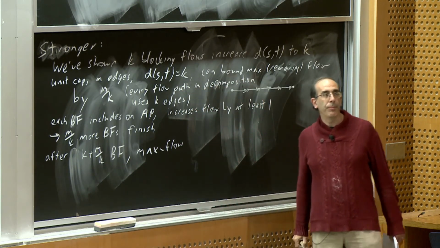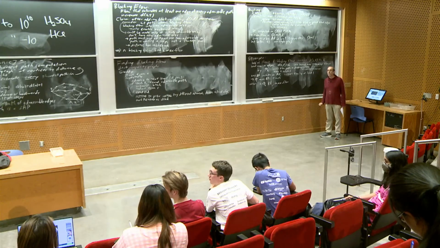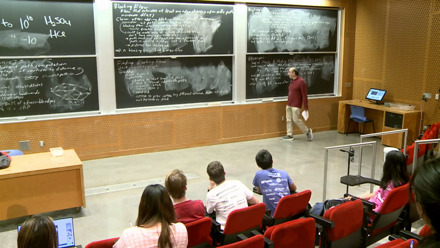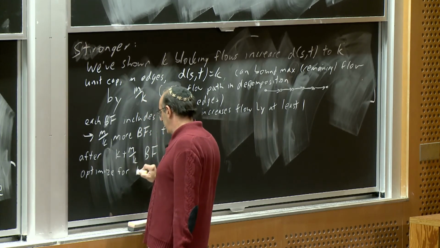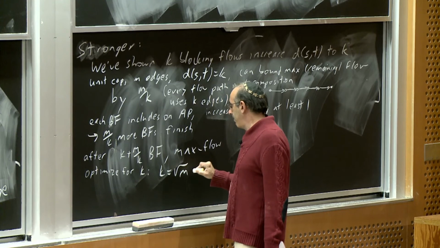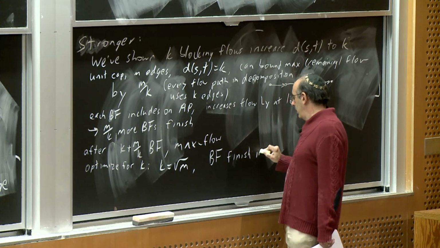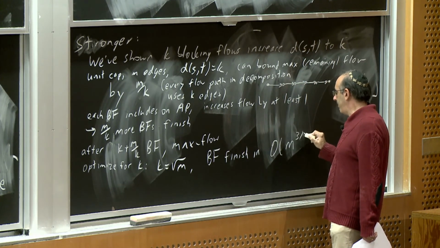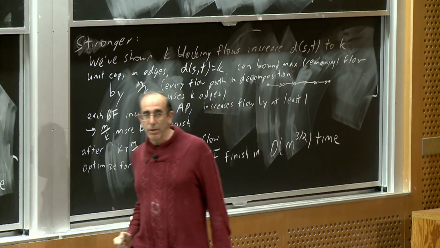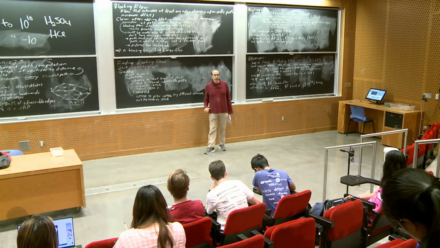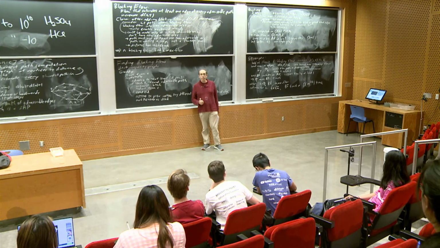So now what should I do? Yeah? Set k to square root of m. Exactly. I can optimize, I can pick k. If I set k equal to root m, this tells me that blocking flows finish in order m to the 3/2 time. Notice the algorithm doesn't need to know k. Right? The algorithm is just run blocking flows until you're done. But this is an argument that you don't actually need n blocking flows. You only need order root m blocking flows.